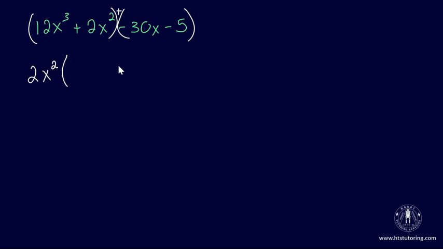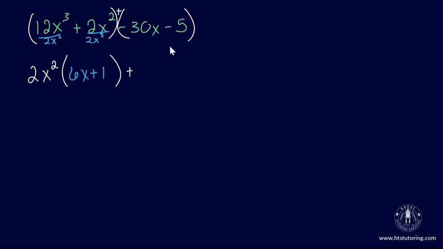Okay, so that being said, now let's look at what we're going to be left with when we divide by 2x squared. We're going to divide both of these by 2x squared. So 12 divided by 2 is 6. X cubed divided by x squared, 3 minus 2, so I'm left with x to the 1 or just an x. Plus, now 2 divided by 2, well that's 1. And x squared divided by x squared, that's also 1. So if you remember, anything divided by itself equals 1. So I'm just left with a 1 here. Okay, so that's our first set of parentheses.